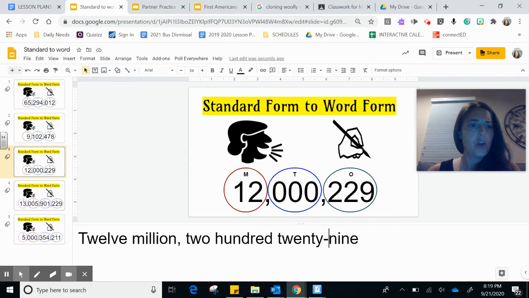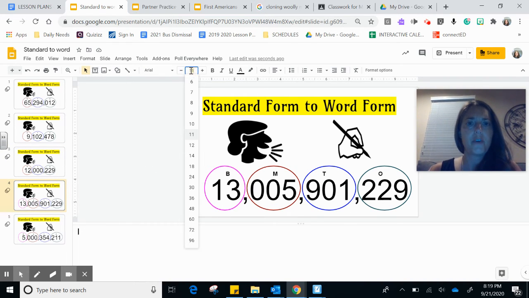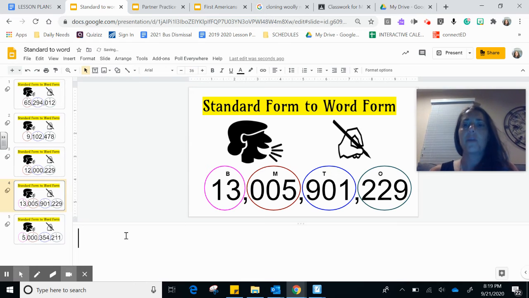All right, so I'm going to show you one more here. Get some nice big font for you to see. And we're going to go period by period. I'm just going to write it exactly as I see it. 13 billion, 5,901,229. And I'm going to write just what I said.